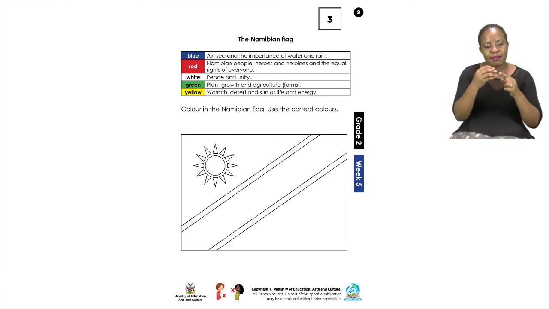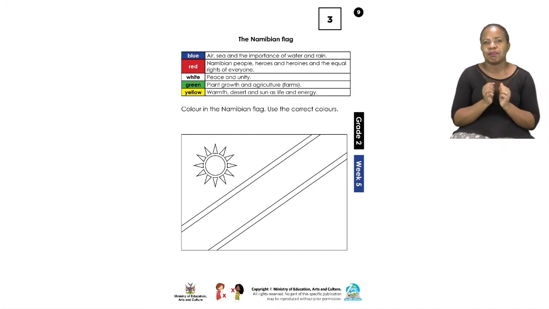The blue on the Namibian flag is for the air, sea, and the importance of water and rain. The red on the Namibian flag is there to show the Namibian people, the heroes and heroines, and the equal rights for everyone. The white on the flag is there to show the peace and unity enjoyed in Namibia.